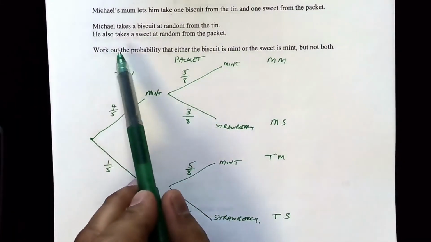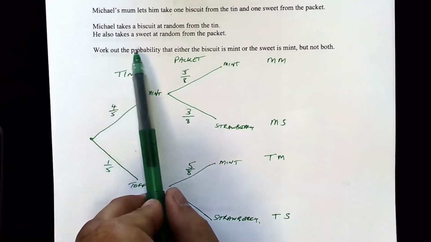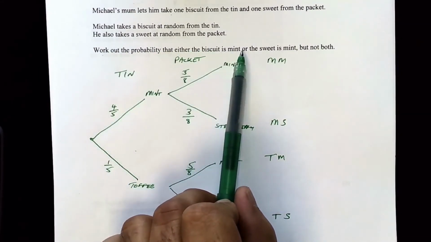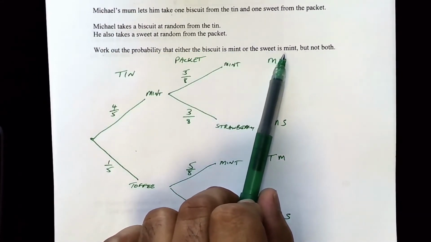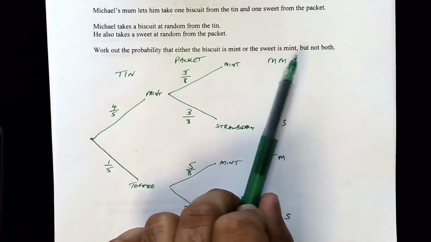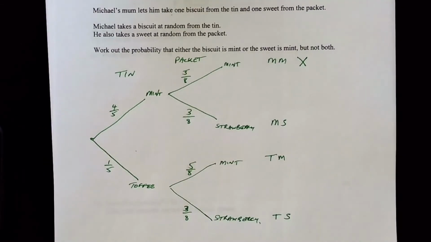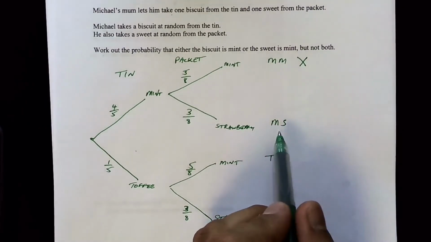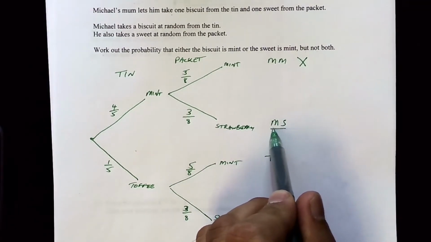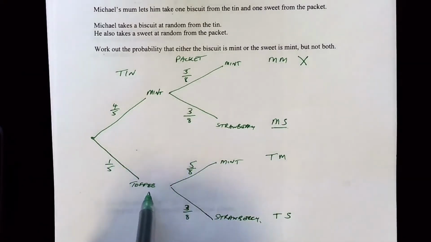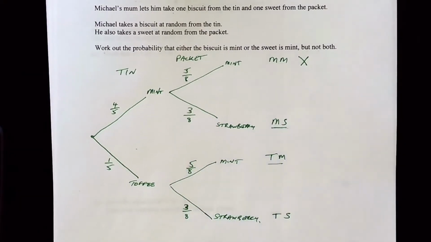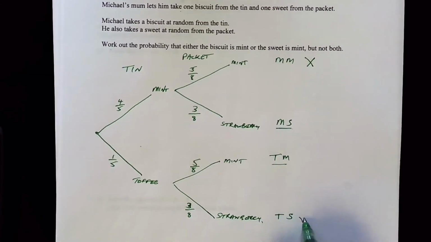And if we go back to the question, work out the probability that either the biscuit is mint, or the sweet is mint, but not both. So you can't have both of them. So we can't have both of them mint, so we're not going to use that. So the only two other options that are left are where we have the mint and the strawberry, and the toffee and the mint. And again, we don't need the one that does not have the mint.